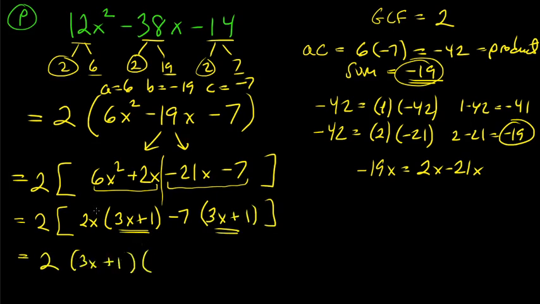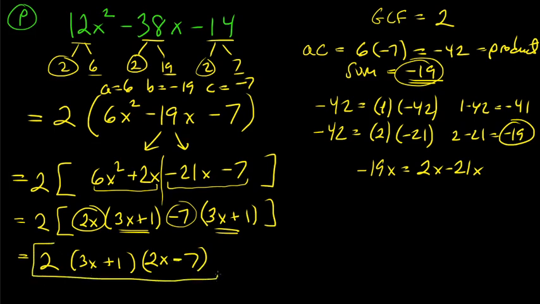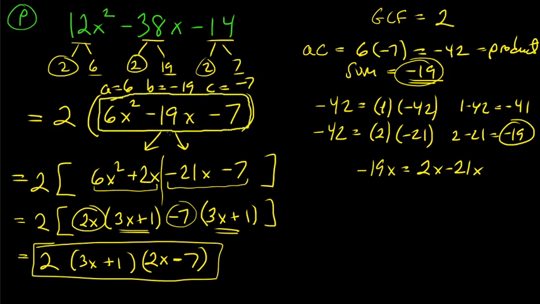And what does that multiply? It multiplies the 2x times the negative 7. Or rather, 2x minus 7, I should say. And now we're done. So again, 2-step process here. Factor out the GCF of 2, and then factor this by the AC method.